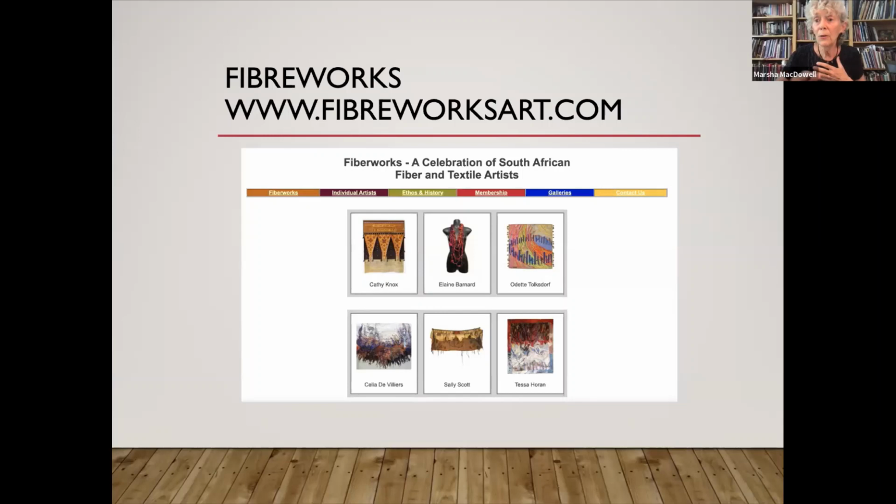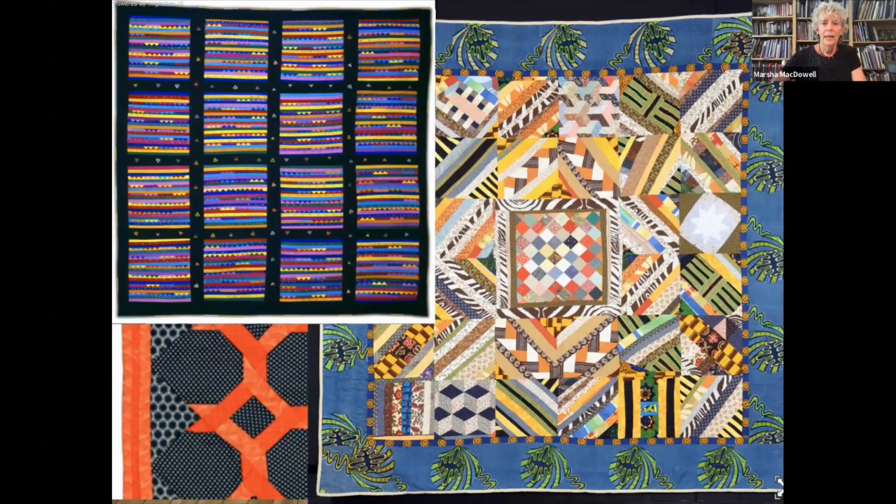Another group I wanted to draw your attention to in terms of contemporary quilting is Fiberworks. This is the organization that I think has done the most to promote art quilts. And it has fiber artists in general, and not all of them make quilts, but those that do are always pushing the boundaries of what a quilt is. And again, great resources, great galleries that you can find on that site. And then, here's just a few images of quilts.